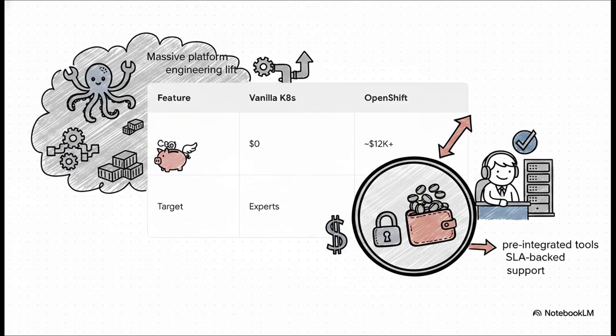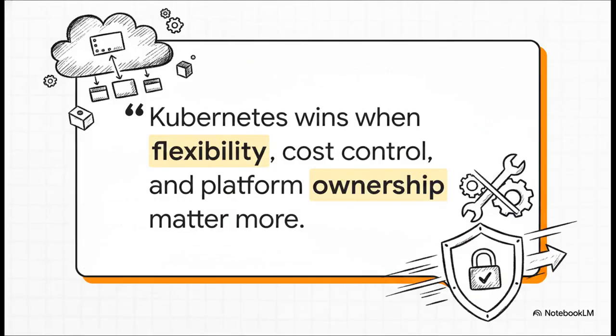OpenShift, on the other hand, is going to run you about $12,000 or more for an annual subscription. For that price tag, you get pre-integrated tools, simplicity, and SLA-backed support. Your target audience here is definitely enterprises prioritizing simplicity, but you do have to accept that higher upfront cost and some degree of vendor lock-in risk. Which brings us to this fantastic quote from our source materials that just hits the nail on the head. It perfectly summarizes the core strategic takeaway of this whole explainer.